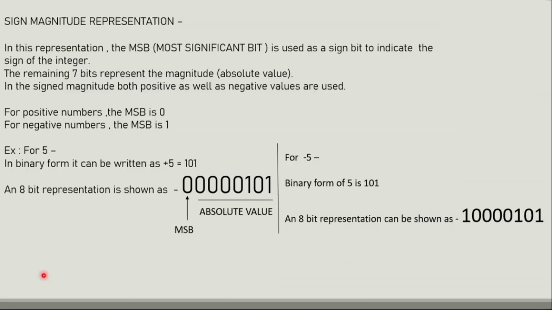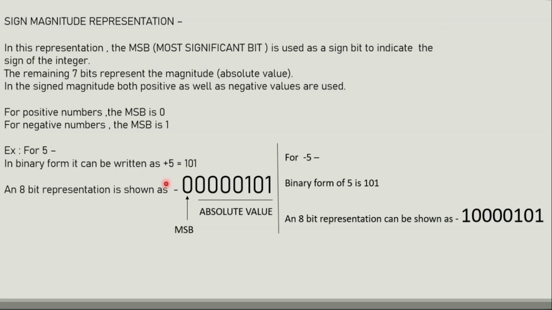Next is signed magnitude representation. In this representation the MSB, that is the most significant bit, is used as a sign bit to indicate the sign of the integer. First of all, I'll tell you what is MSB and what is LSB. Consider this value. Here the first digit is known as the MSB, that is most significant bit, and the last digit is known as the LSB, that is least significant bit. The remaining 7 bits represent the magnitude, that is the absolute value.